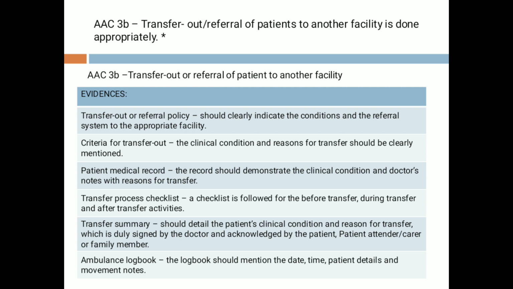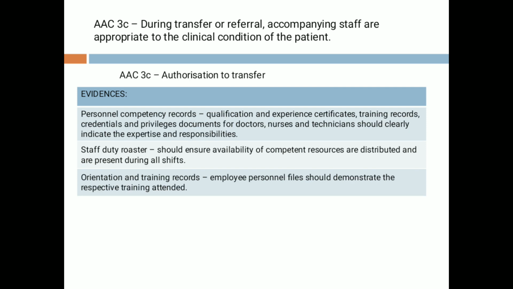Patient's medical record. The record should demonstrate the clinical condition. Transfer process checklist. The checklist should be followed. Transfer summary should be there. Ambulance logbook. The logbook should mention the date, time, patient details and movement notes. Objective element AAC.3C speaks about the authorization to transfer.